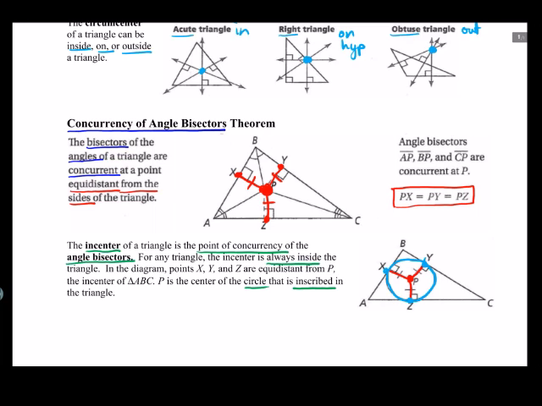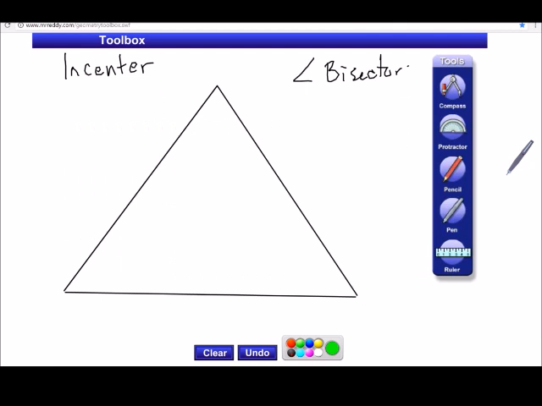So we use our angle bisectors and our perpendicular bisectors to find special points in a triangle. We are going to construct the in-center of our triangle. This is the point of concurrency of the angle bisectors of our three angles. We can do it with two, but we might as well do it with all three.